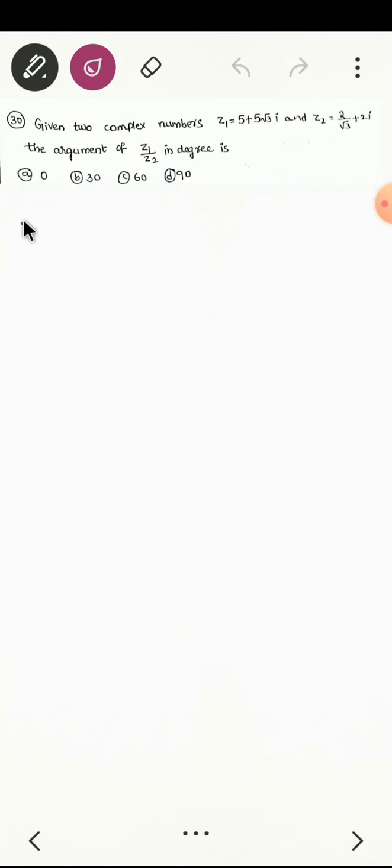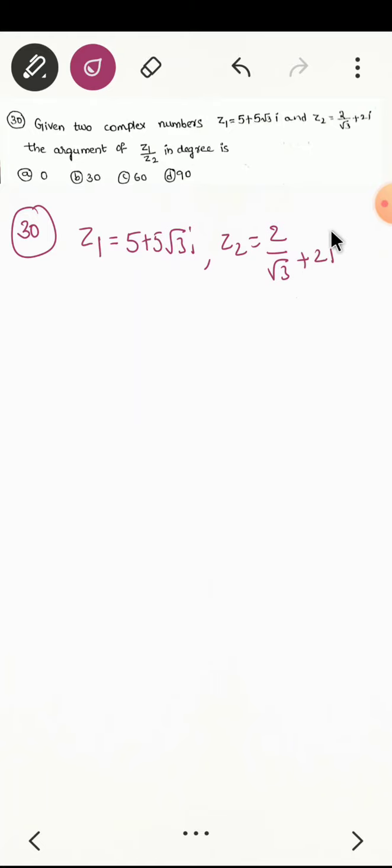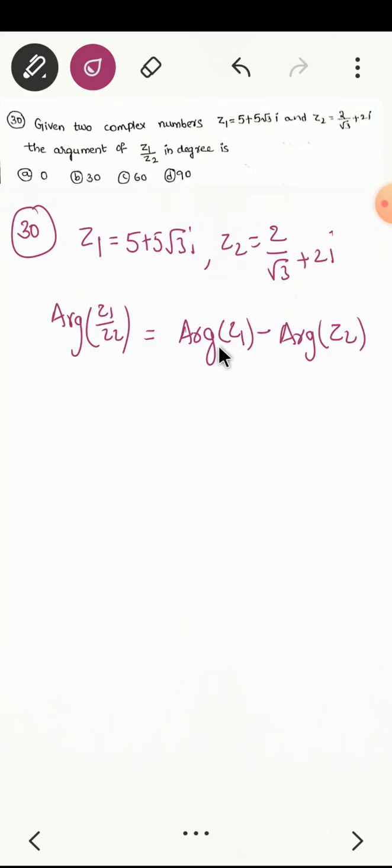Let us solve one more problem. Problem number 30. Given two complex numbers, z1 is equal to 5 plus 5 root 3 i, and z2 is equal to 2 by root 3 plus 2i. Then the argument of z1 by z2. Arg of z1 by z2, how can this be written? I will do it this way also for you. Arg of z1 minus arg of z2. So arg of z1 is the argument of 5 plus 5 root 3 i, minus arg of 2 by root 3 plus 2i.